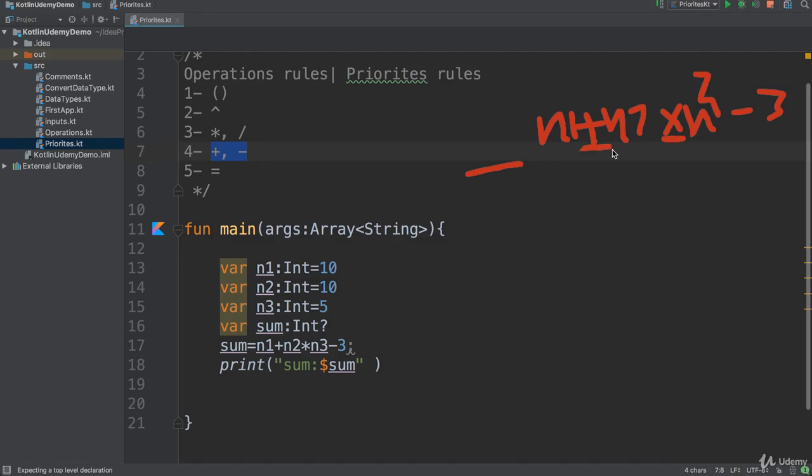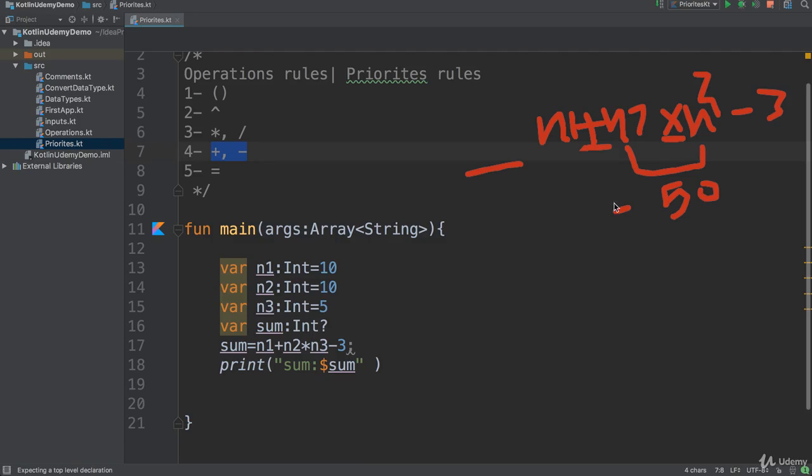He will compare the first two operations, addition and multiplication. He sees which has higher priority. Is the addition higher priority than multiplication? No, multiplication has higher priority. That means multiplication will run first. So he will run the multiplication of these two first. That means he will multiply 10 by 5, which is 15. Is that right?